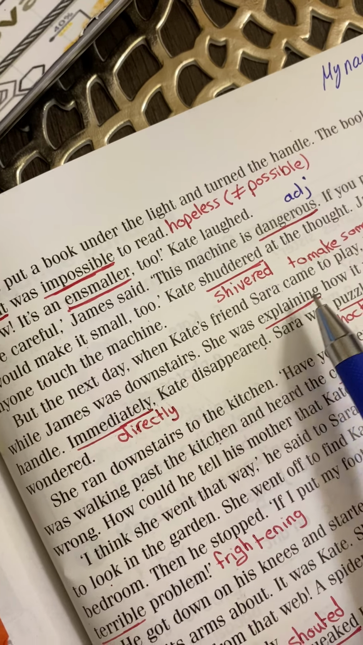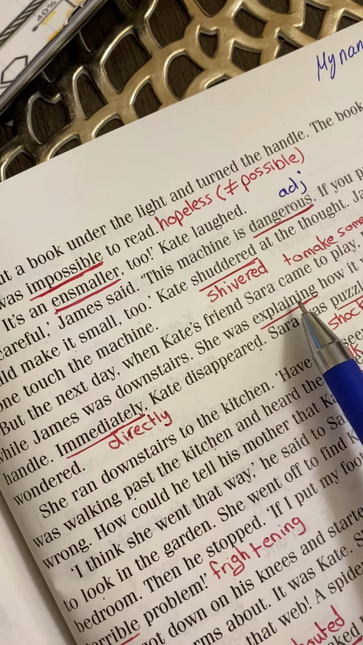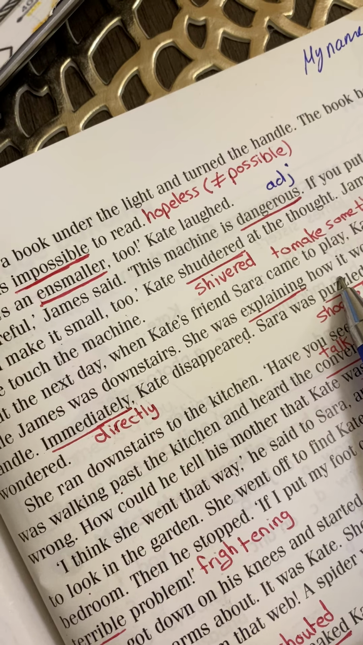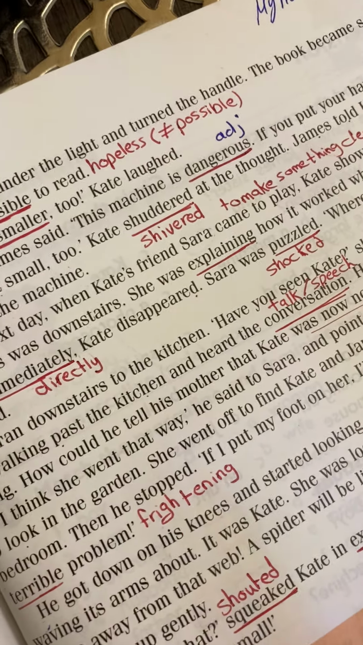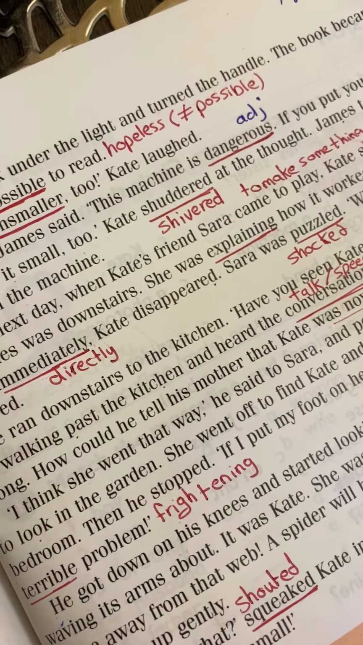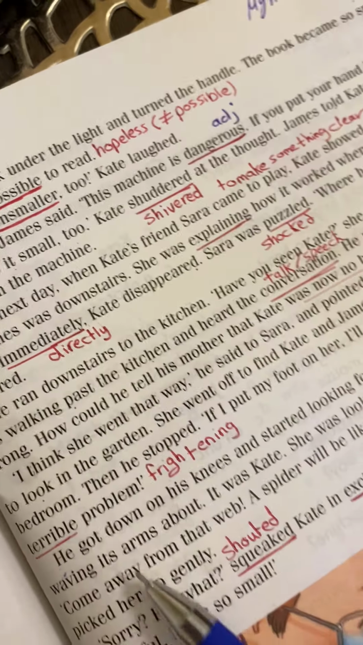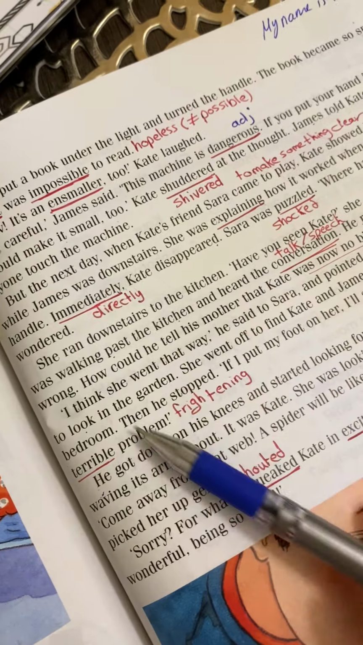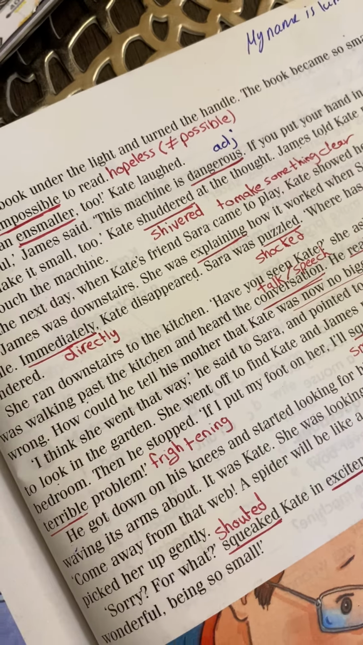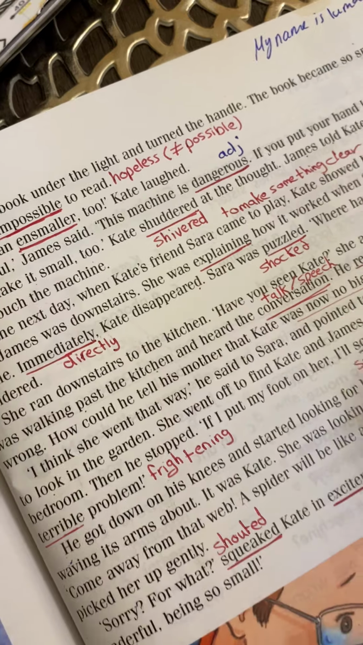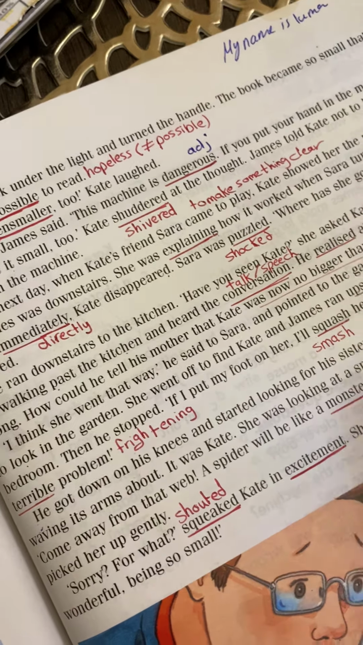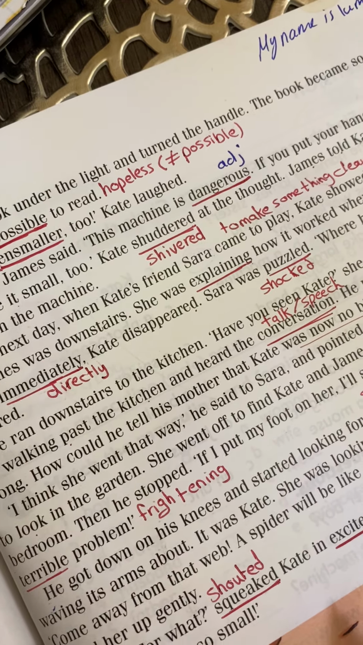She was explaining how it worked. What's the meaning of explaining? Look, teacher. Now, Teacher Luma is explaining the lesson. So now I am explaining the lesson. What is the meaning of explaining?